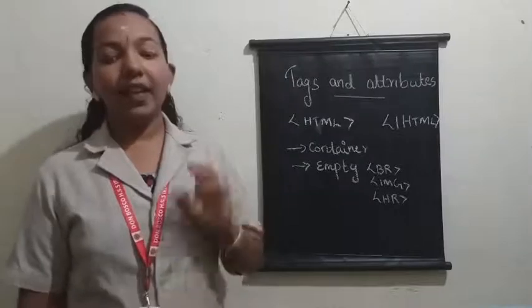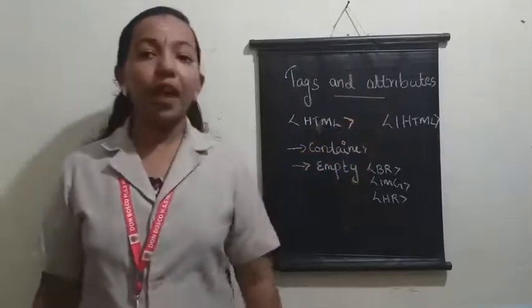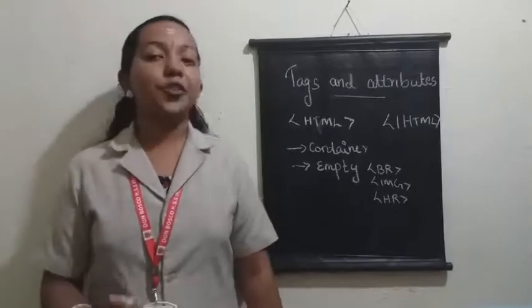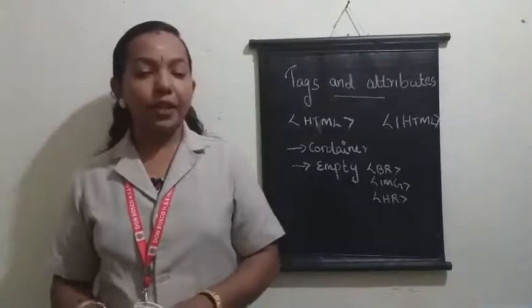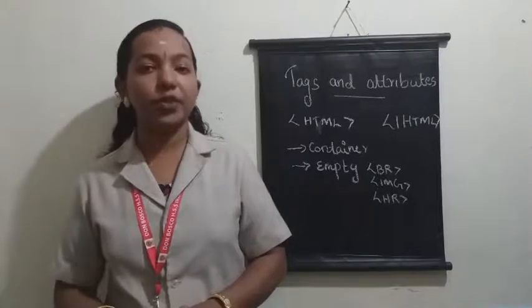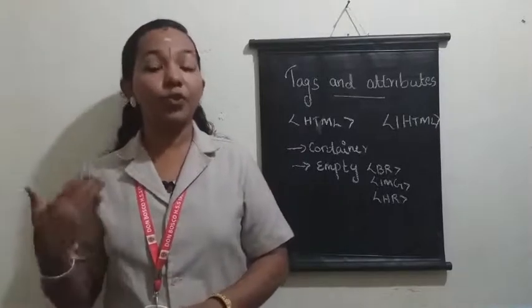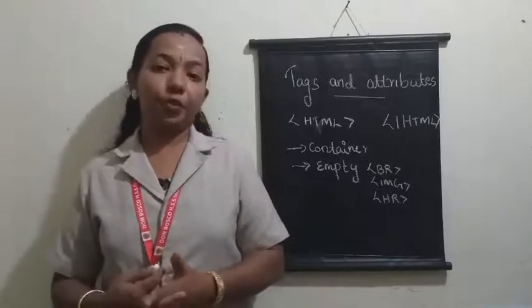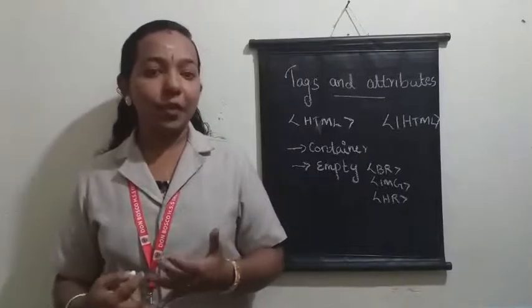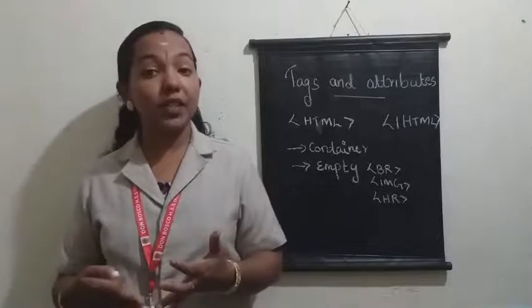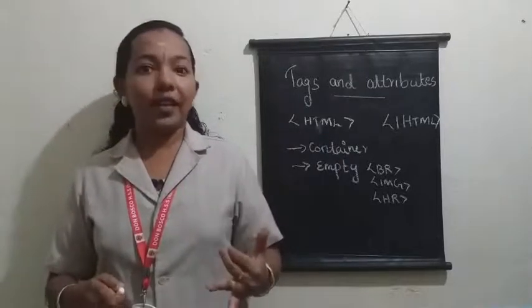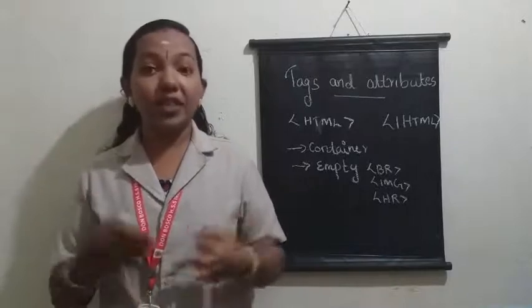Clear? Then next one, what is our next topic? Attributes in HTML. Attributes in HTML means to give special features to the HTML document, or to give special features to our web page, we are using attributes. Okay, basically these attributes are used to specify the length of the image, then measurements, style, color.